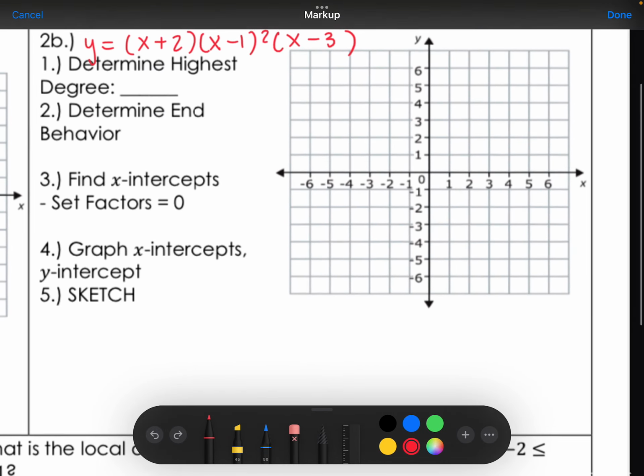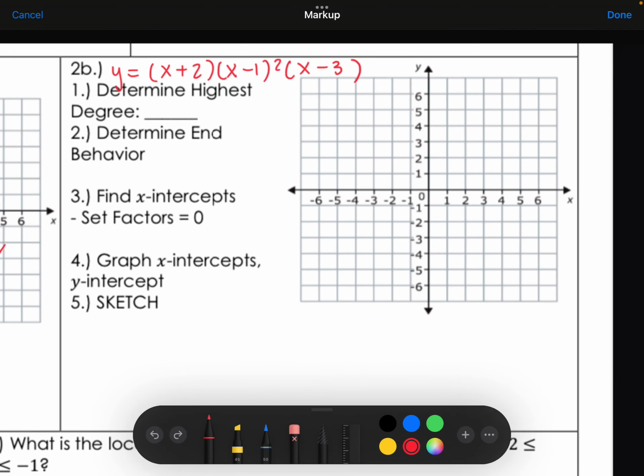The sketch for this one. This tells me I have a 0 at -2, +1, and +3. But the 0 here occurs twice, so it's going to have to bounce at 1. So I'm going to have to make sure it bounces. This right here is going to be a fourth degree polynomial.